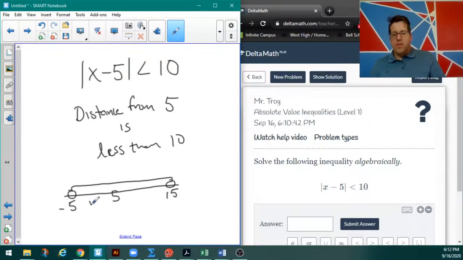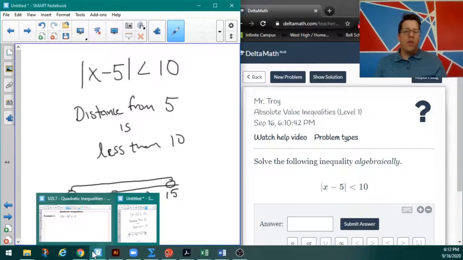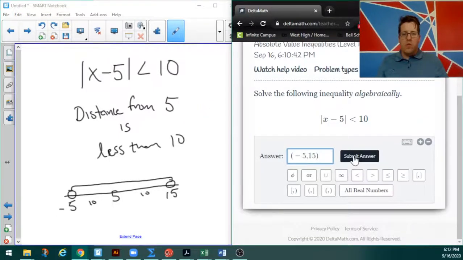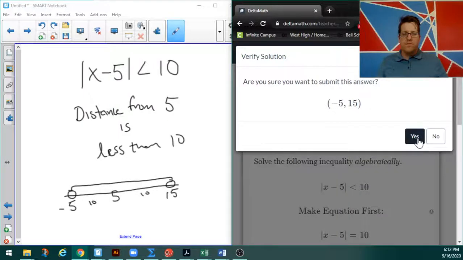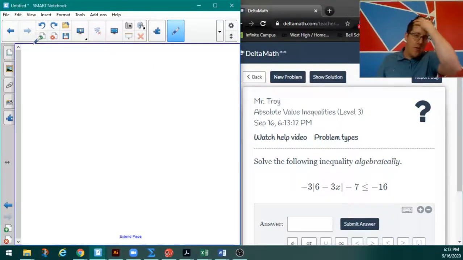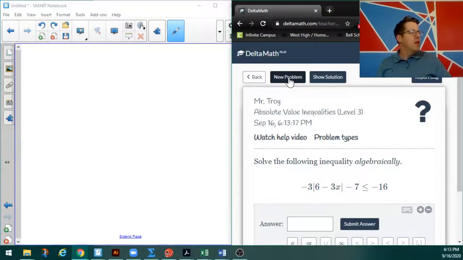This is a distance of 10 to the left. This is a distance of 10 to the right. So that's kind of the other way to think about it when the numbers are somewhat simple. Let's plug that in and see if that works. All right, here goes. All right, let's move on to a different problem type. Okay, I have bumped up to level 3 on this problem.